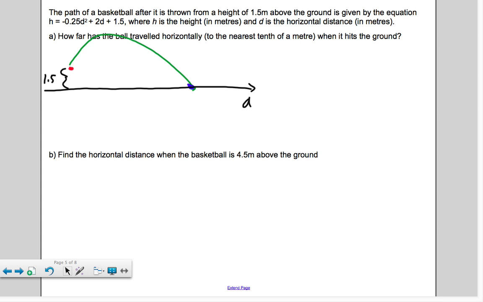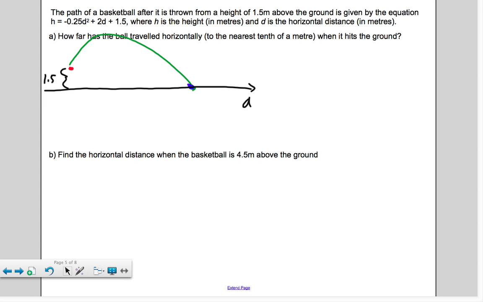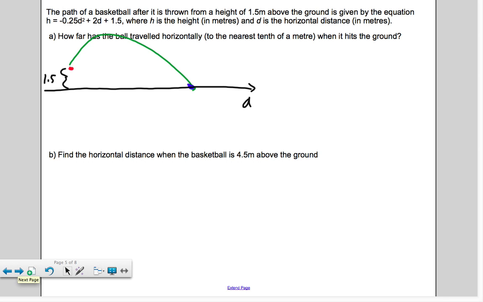Well, look at our equation: negative 0.25 d squared plus 2d plus 1.5. When d is 0, so replace d with 0 here, the value of h is just 1.5, right? D squared is 0. 2 times 0 is 0, right? So these things just basically cancel out. We just have 1.5. And that makes sense here, right? At this point, it's 1.5 meters high when d is 0. So this is h here.